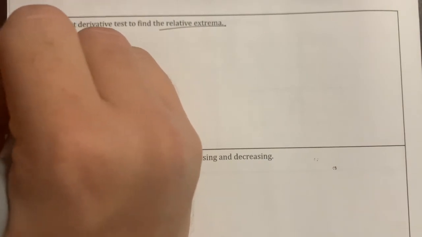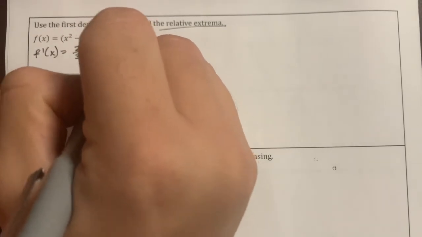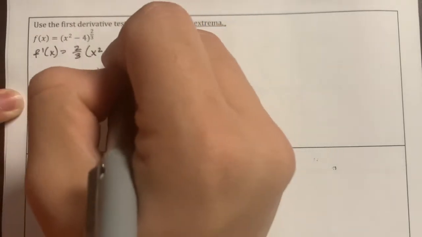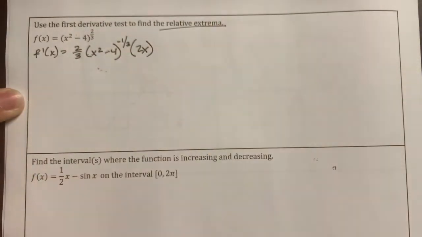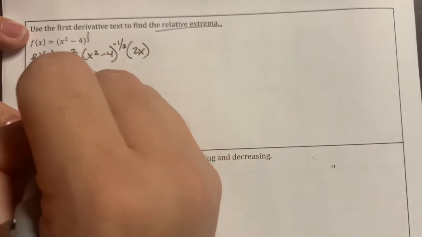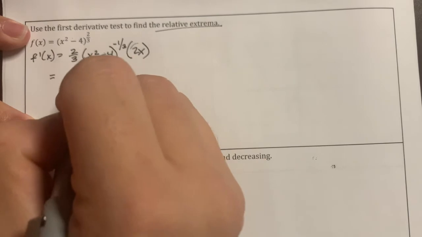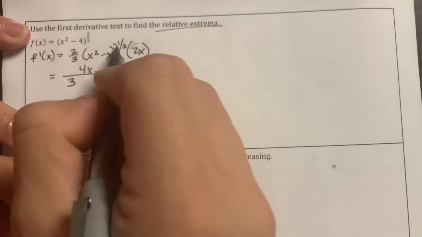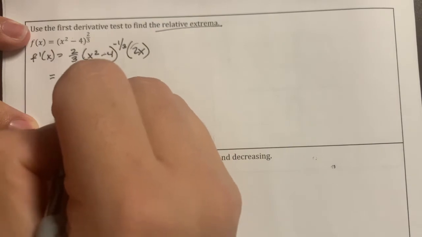So what I'm going to do is go ahead and take the derivative of this function, right? So 2/3 times x squared minus 4 to the 2/3 minus 1, which is -1/3, and then times the derivative of the inside, which is 2x. All right, so I'm going to make this look a little bit nicer. I'll multiply the 2x to the numerator, so that's 4x. 3 stays on the bottom, then this goes down to the bottom because it's a negative exponent. So that's like saying x squared minus 4 to the 1/3 power.